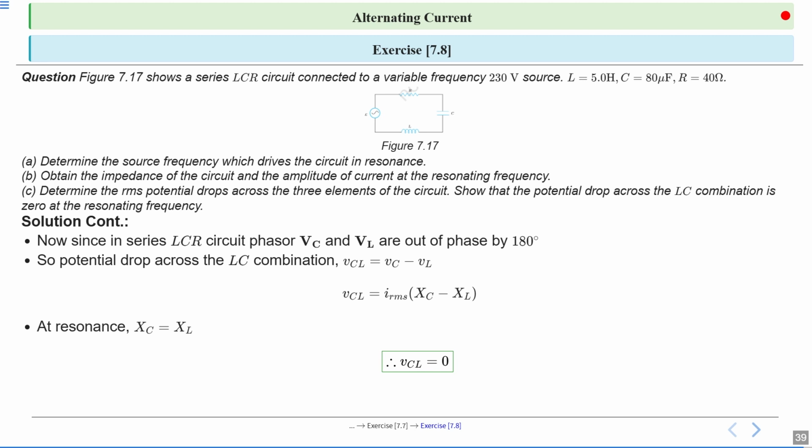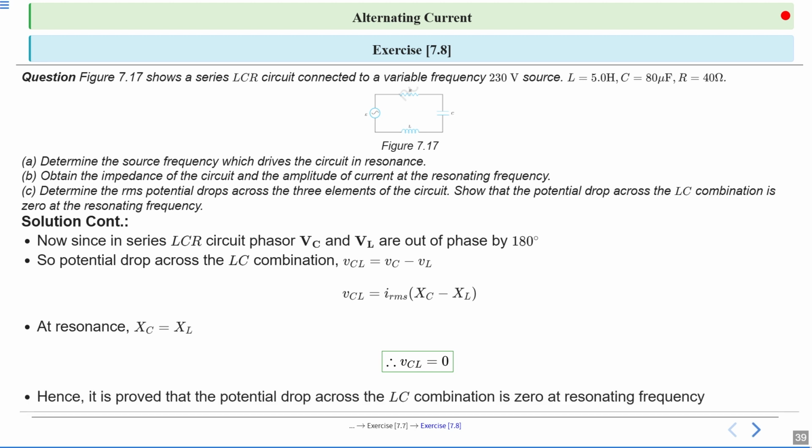Also, by another method, VC RMS and VL RMS we have calculated, and both have the same values. If we take the difference, it comes out to be 0. So the potential drop across the LC combination is 0. Only the potential drop across the resistor occurs in the case of resonance. Hence, it is proved that the potential drop across the LC combination is 0 at resonant frequency.